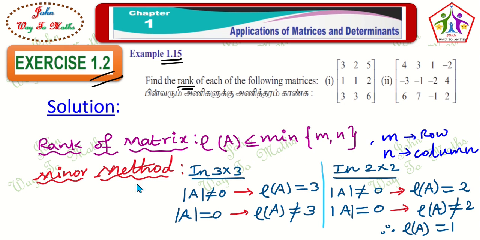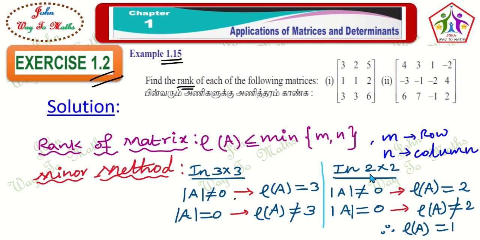Then by the minor method, in a 3 by 3 matrix, if the determinant of A does not equal 0, then the rank of matrix ρ(A) is 3. In case the determinant becomes 0, then the rank of the matrix does not equal 3.